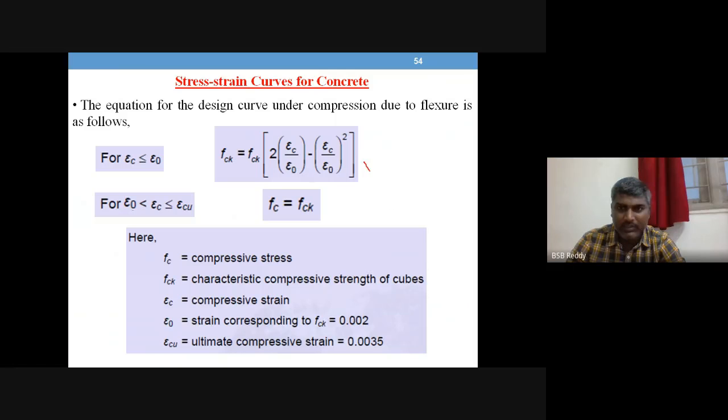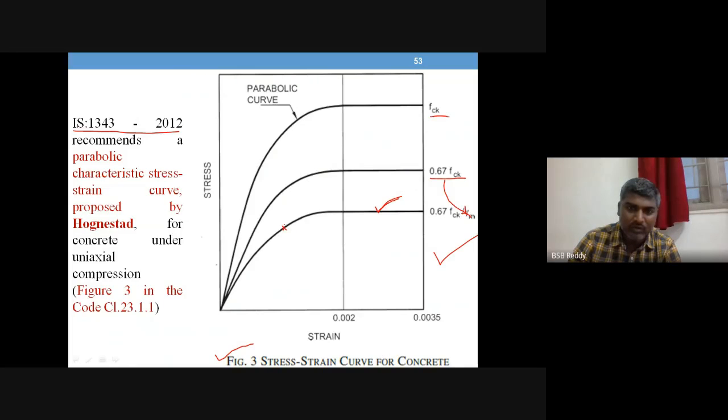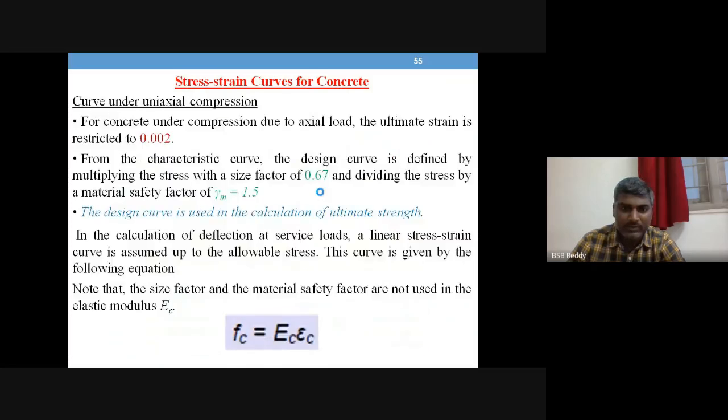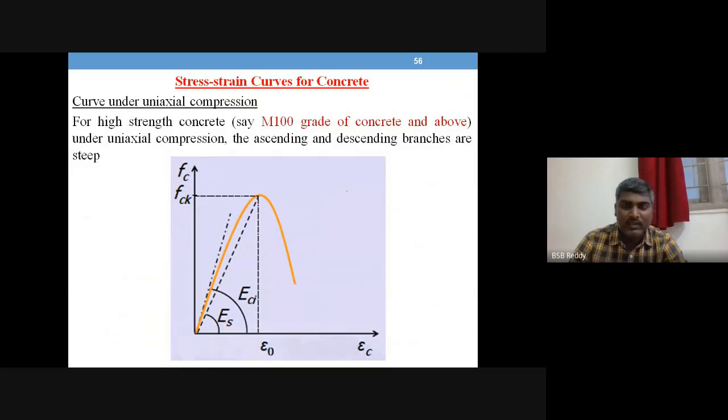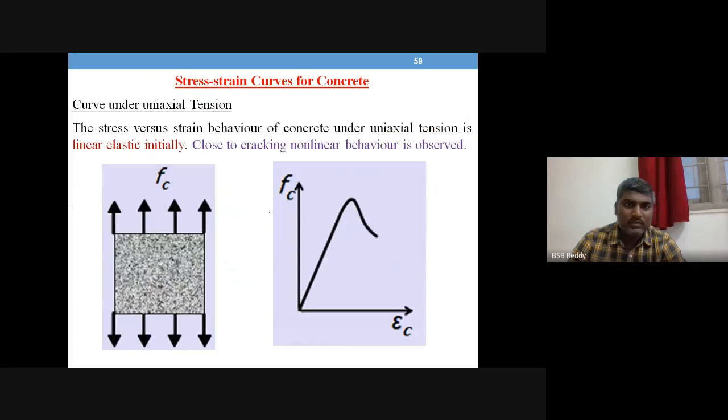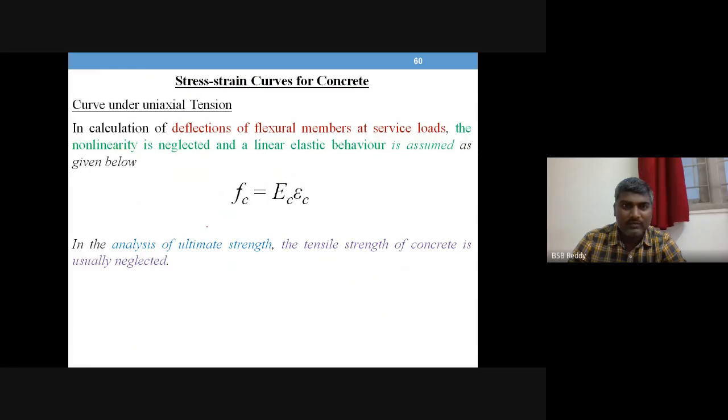Okay, and then equations: if you want to develop an equation for the stress strain curves, or if you want a particular value at some location, to exactly know what the value of stress there is, just substitute the strain, get the stress value. That is this equation. Okay, similarly for high strength concrete beyond 100 megapascal, this is the equation for that curve. So this is about the stress strain property of concrete.